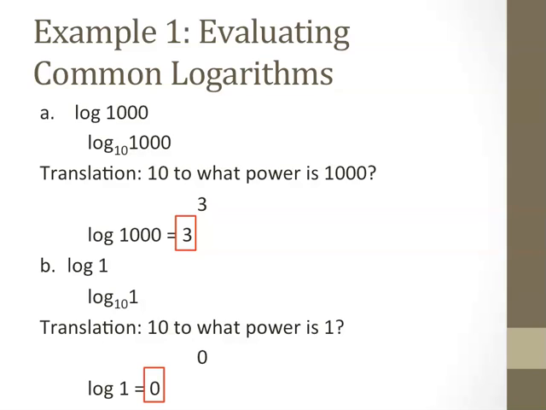Now, because you know that anything to the 0 power is equal to 1, anytime you take the log, no matter what base it is, if you take the log of 1, it's always going to equal 0, the same way that anything to the 0 power is equal to 1.